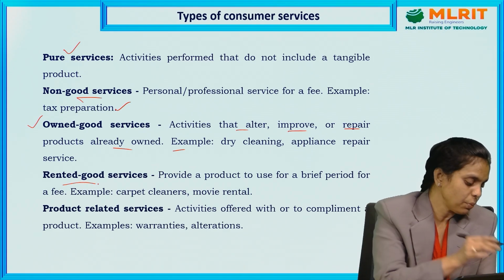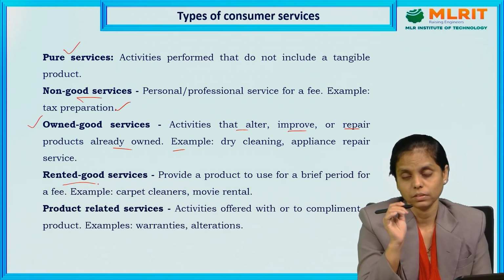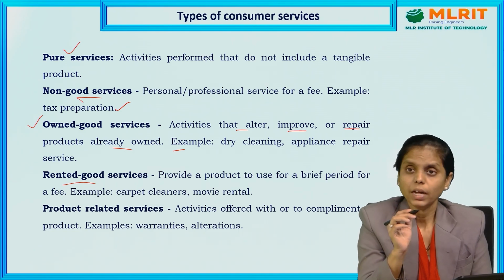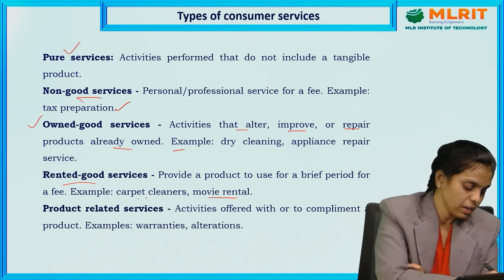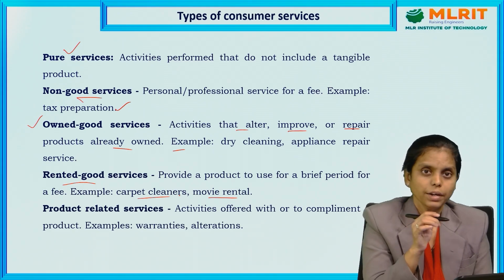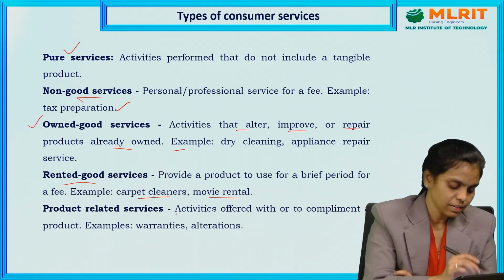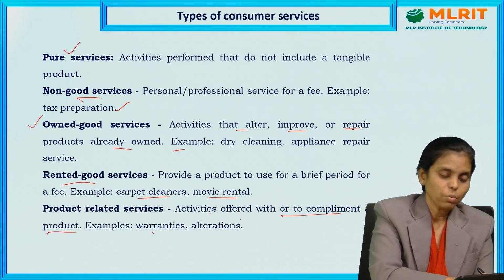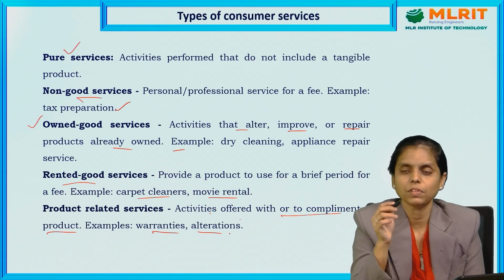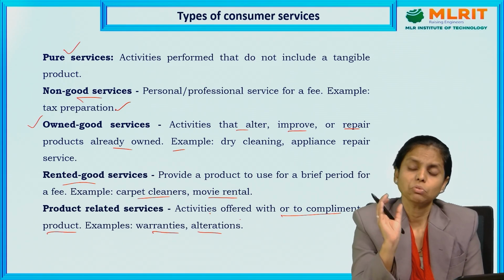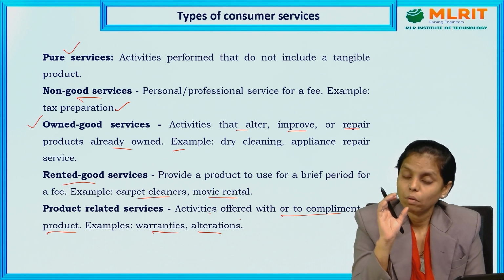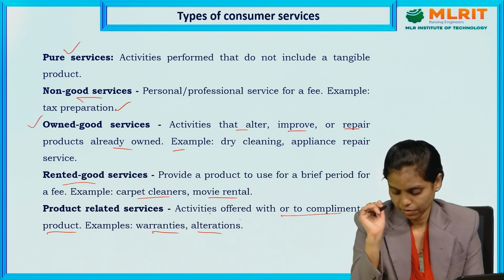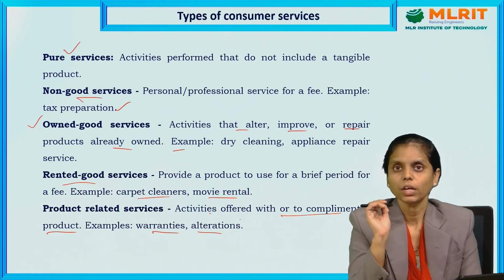The next one that we have is rented goods services. There are certain types of services that will be provided on a rental basis, that is movie rental, carpet cleaners and all. Now the last one, product related services. Activities offered with or to complement a product, like warranty, guarantee, different types of services that will be offered to the customers so that the product's value can be enhanced. We call them product related activities. These are the different types of consumer services.